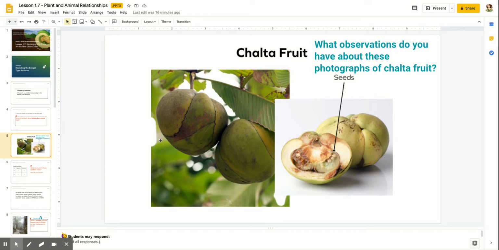So here's the chalta fruit that we've been learning about. This is what it looks like closed, and this is what it looks like when it's cut open. These are the seeds, and there's a little arrow to show you what the seeds look like. And I want you to keep this question in mind. What observations do you have about these photographs of the chalta fruit?